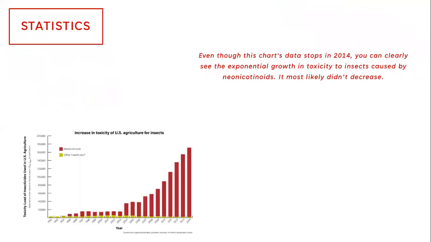This is bar graphs of statistics of the toxicity of neonicotinoids and other insecticides. You can see that this chart stops at 2014, but you can also see that there's an exponential growth of neonicotinoids, and it seems to have no signs of stopping at all.